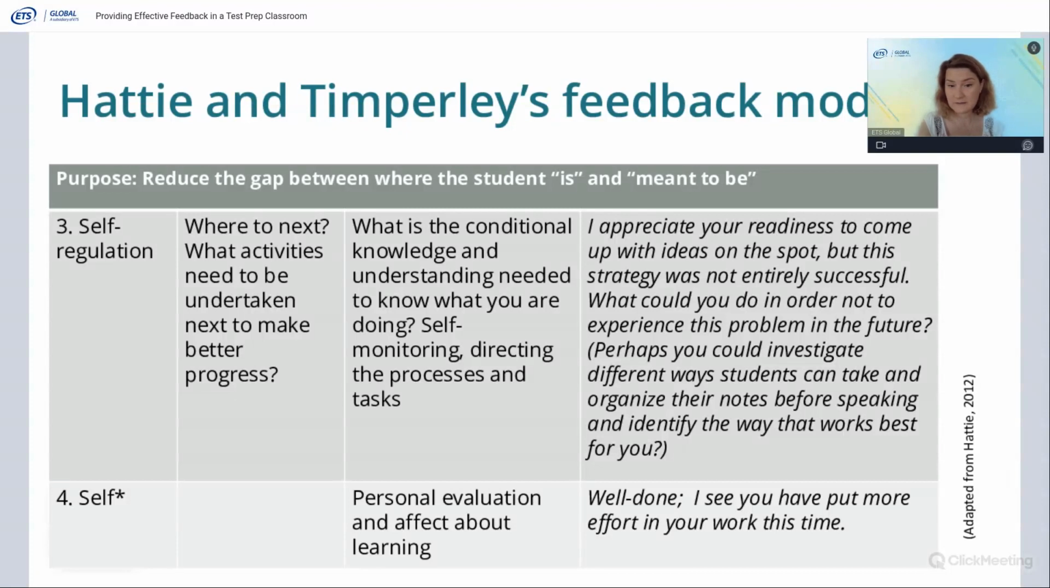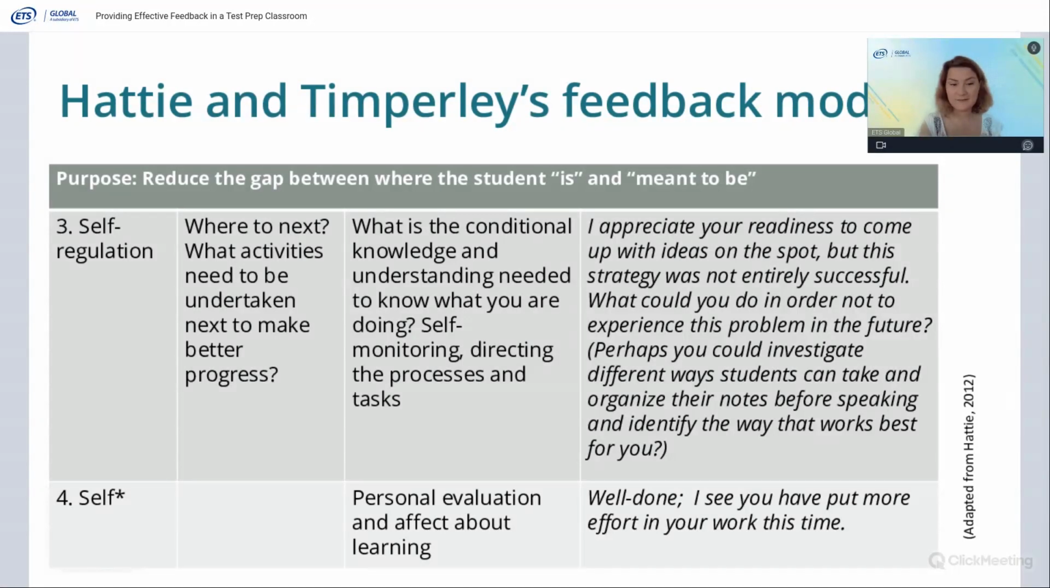And then if the test taker has no ideas or is not fully sure, there could be more suggestions. The teacher could also say, perhaps you could investigate different ways students can take and organize their notes before speaking and identify the way that works best for you.